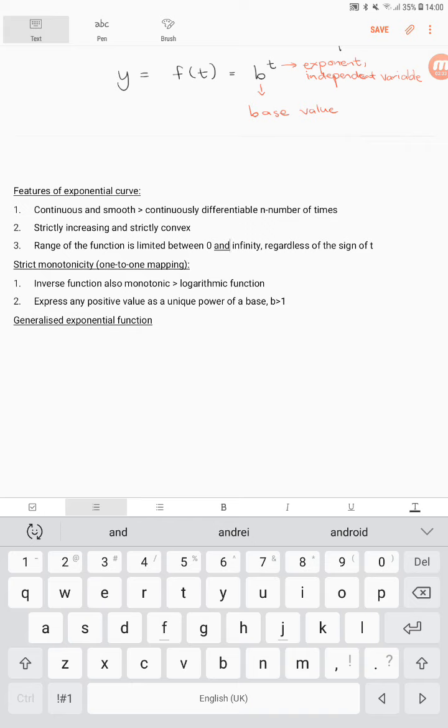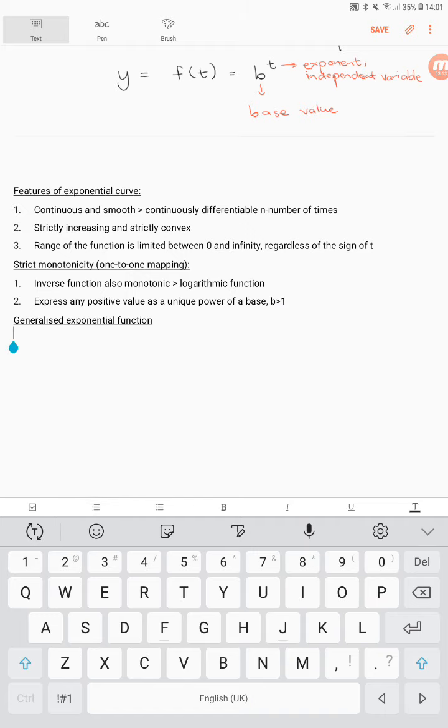Our exponential function is also strictly monotonic, or strict monotonicity applies, which means there's a one-to-one mapping. So there's a unique value for each value of t. This means our inverse function is also monotonic, and the inverse function of the exponential function is the logarithmic function. You can express any positive value as a unique power of a base for any b larger than 1.